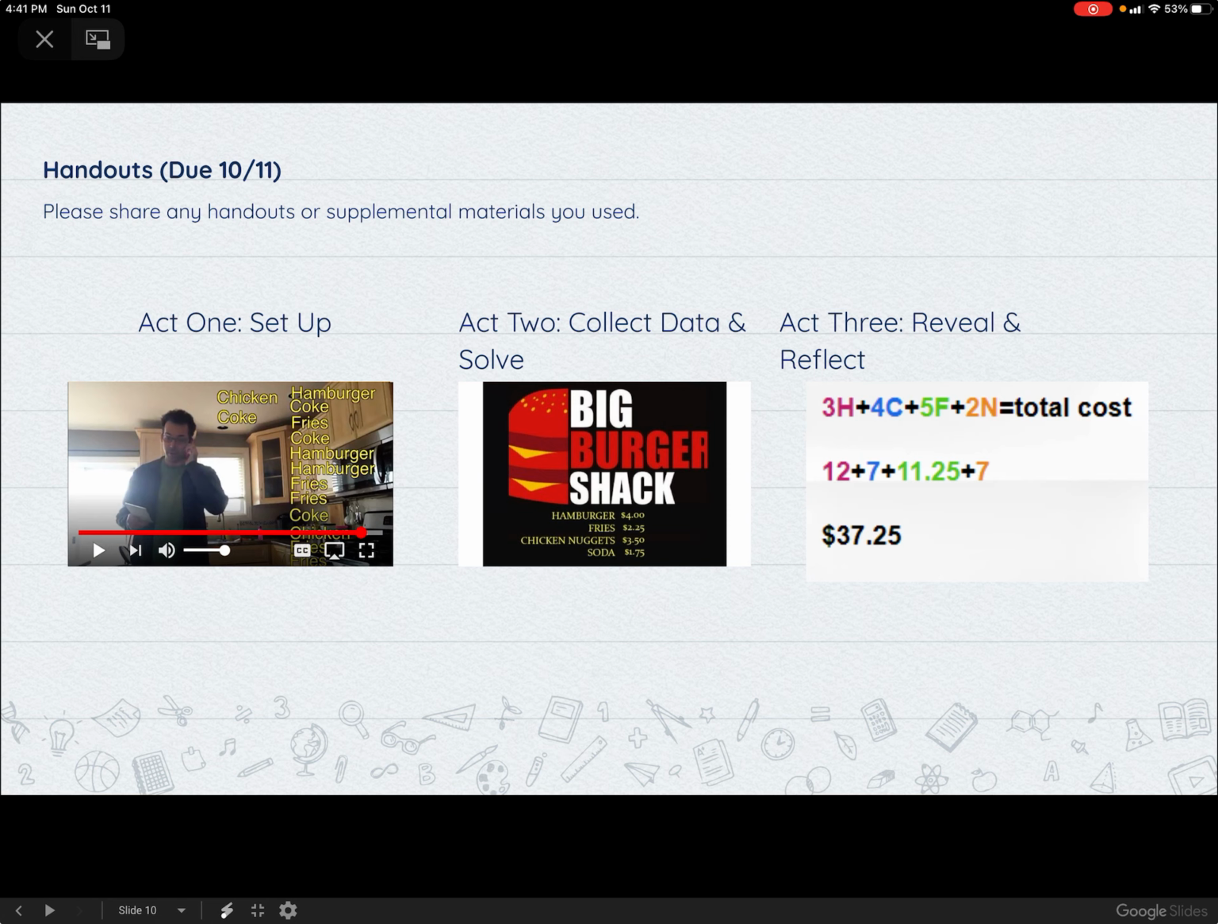In Act 3, we finally revealed and reflected on our total cost. So basically we came up with an expression, which is the very top one here: 3h plus 4c plus 5f plus 2n. In a previous slide, I told them that h represents hamburgers, c represents Cokes, f represents fries, and n represents chicken nuggets. Then we just had to replace the variables with the prices, and we got a total of $37.25.